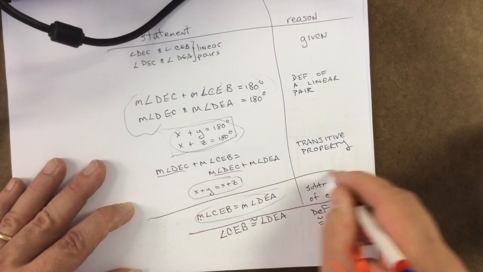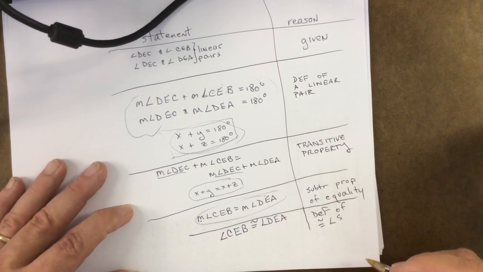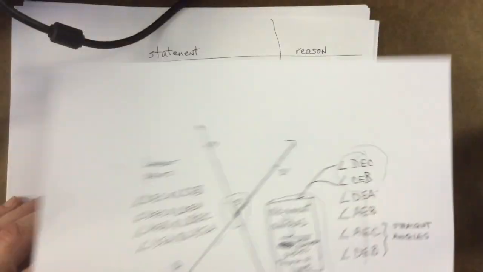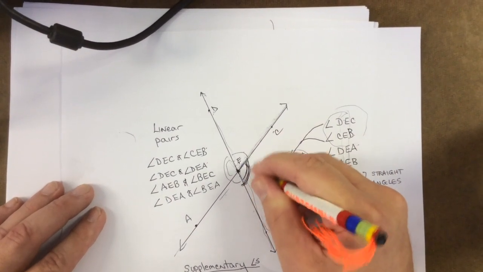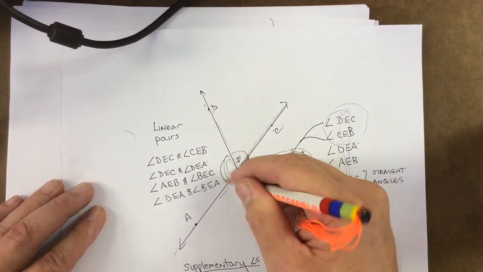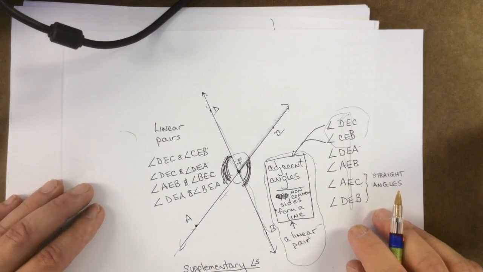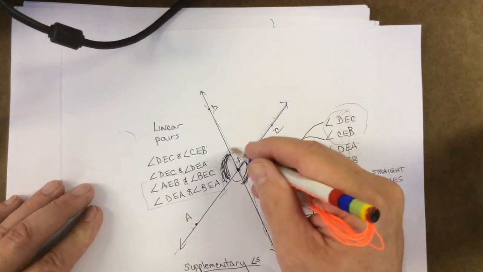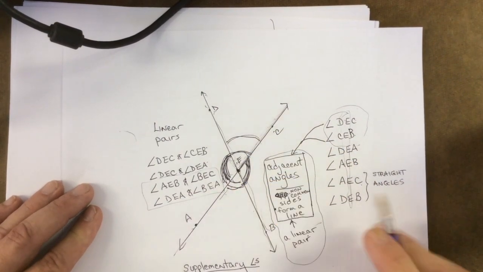Okay, so we've got this, this, this. And what we've proved here is actually something kind of interesting. Which ones are those? CEB and DEA. CEB, that's this one here, and DEA, that's this one here. We just proved that those two have to be congruent. And we could probably do it again with these two angles to show that this one here and this one here have to be congruent.